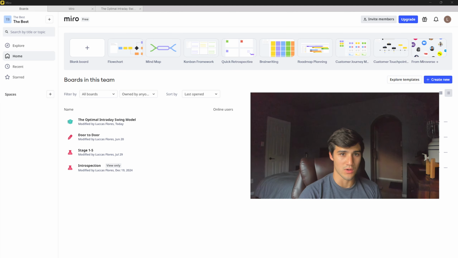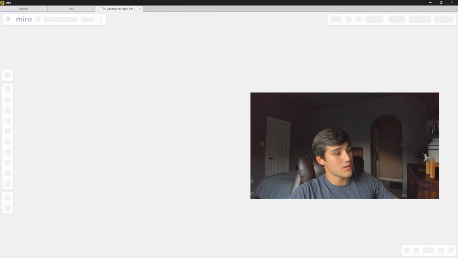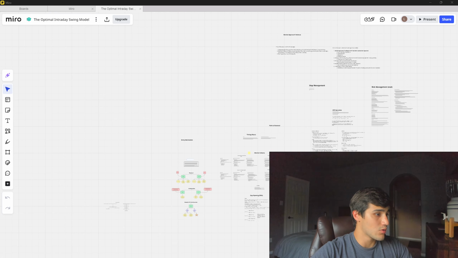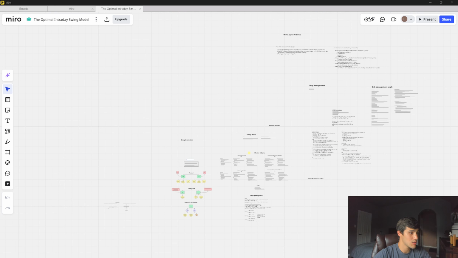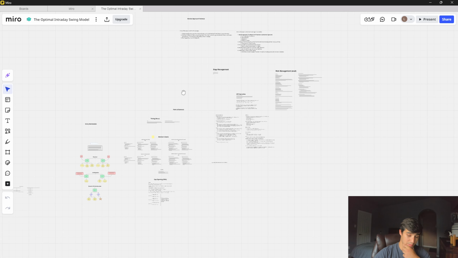Everything that I've created so far with this model, I'm putting onto a Miro board so I can just have it laid out visually and know exactly how I am supposed to operate this model. So if we pull up the board, put myself in the bottom right corner so I'm not in the way. And if we look at this, you can see that there's a lot of information and I'm extremely analytical.